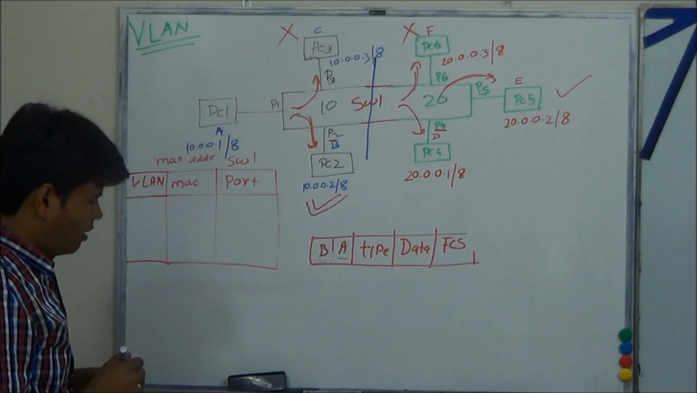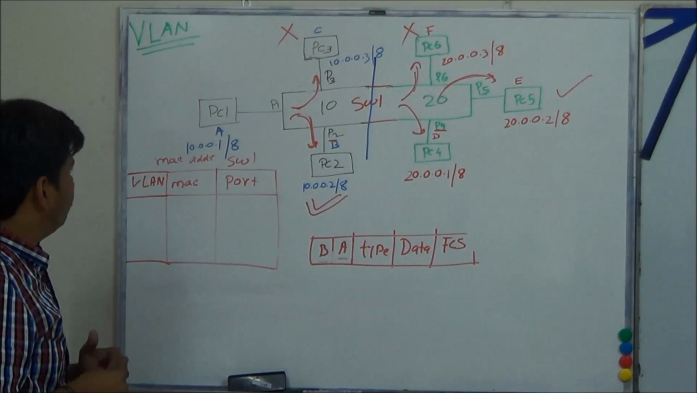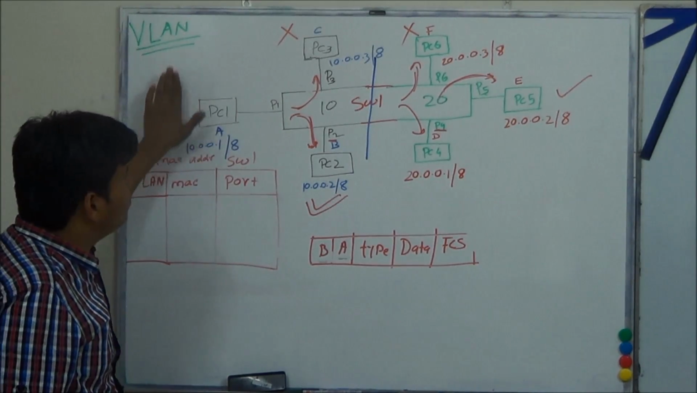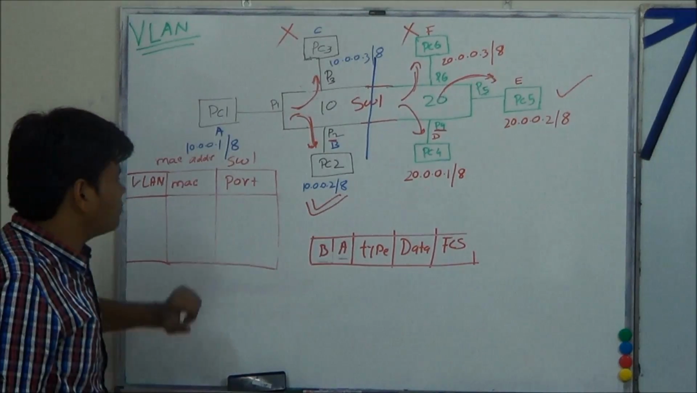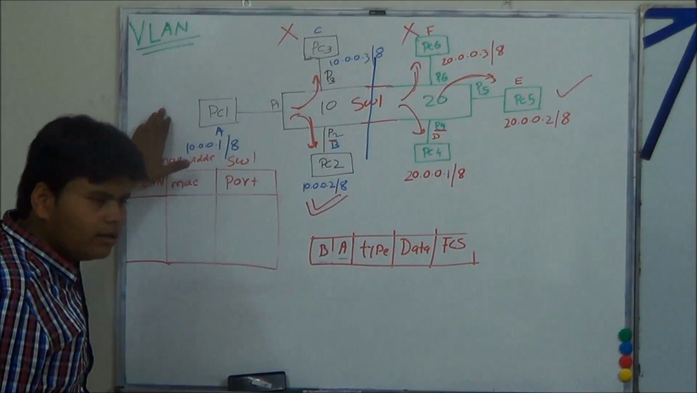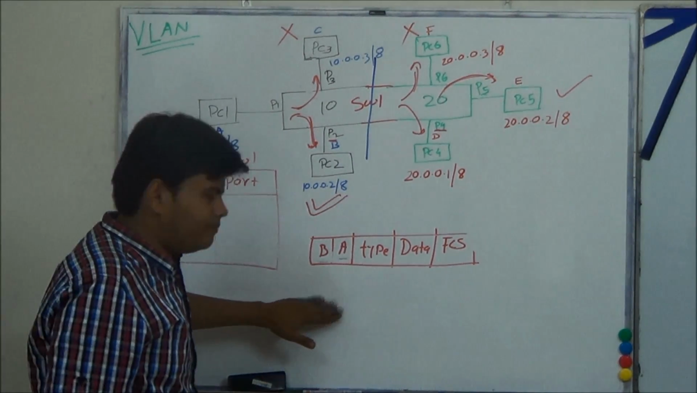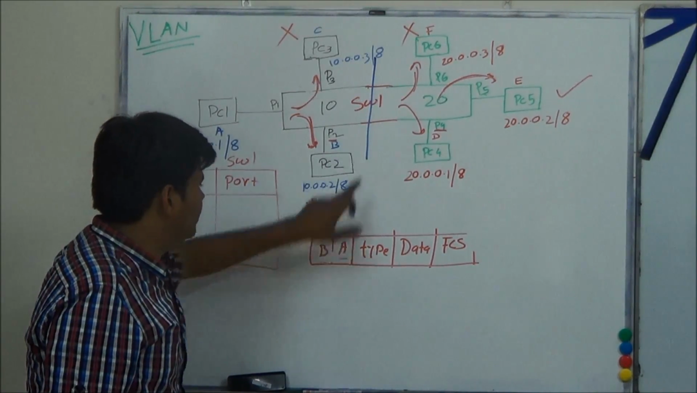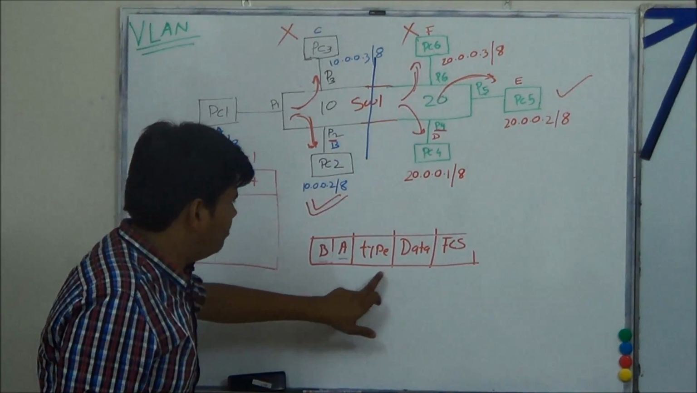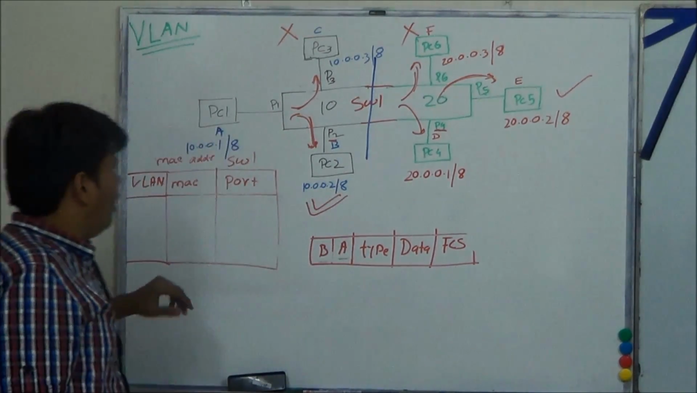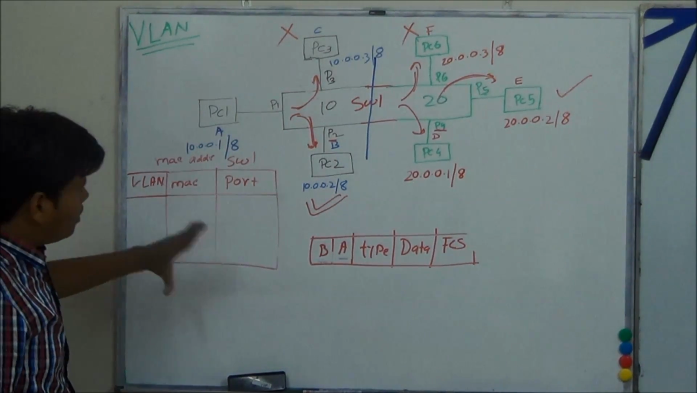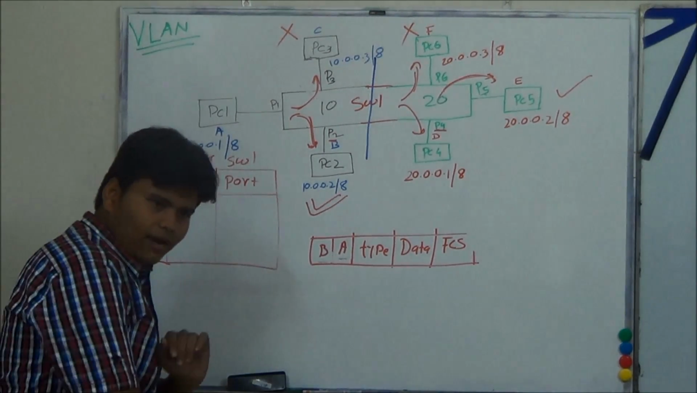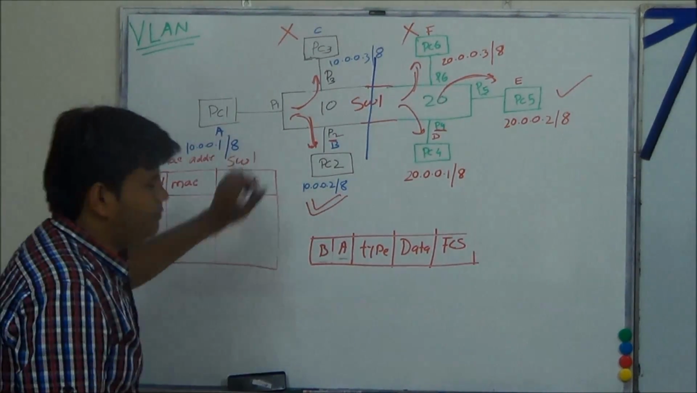Now, consider a case where PC1 wants to communicate with PC2. It will create an Ethernet frame having the destination MAC address B, source MAC address A, type, data and FCS. Now this frame is transferred to the wire. Switch 1 will receive that frame at port P1.